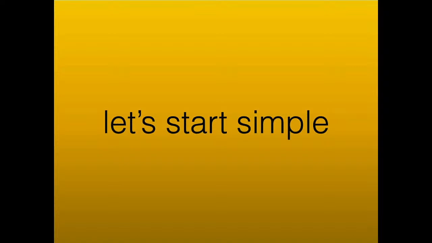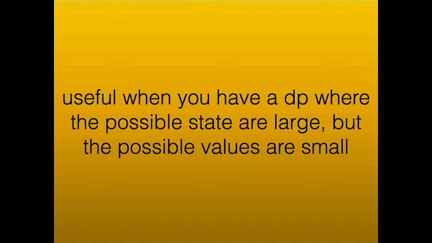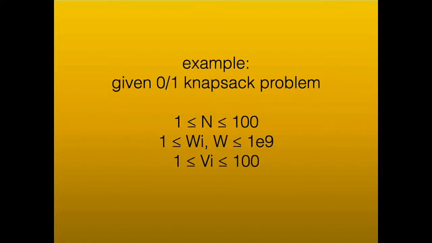DP optimization that is usually not so often discussed because it's just another standard DP, but I can give you some examples. Some problems require you to reverse the state and the answer. When you have a DP where the values of the state can be large but the answer is small, you usually reverse the state and the value. For example, let's say you are given a standard 0-1 knapsack problem, but the weights can be large while the values are small.